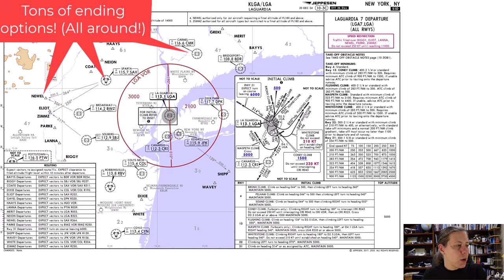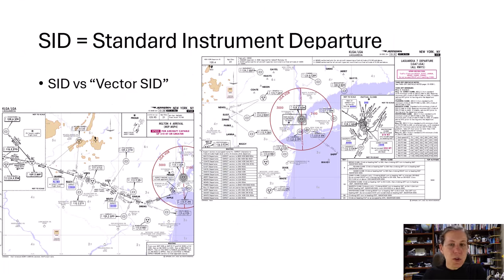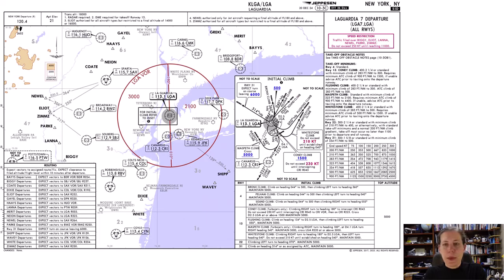Okay, so the difference, and the reason I got confused on this and made this slide wrong, is because it does kind of look like this, except this is a STAR, so there's a preview for the next video. STARs are about arrivals. SIDs are about departures. Okay, but a vector SID looks like this. So let's take a look in more detail at this.